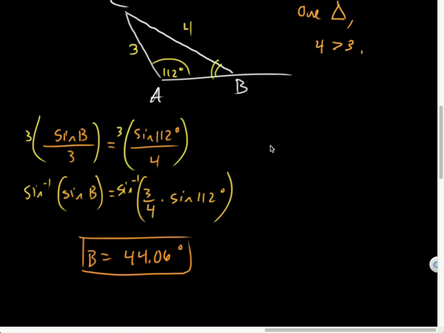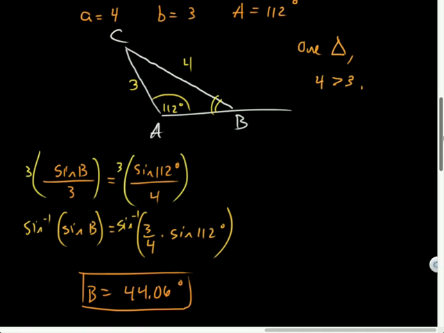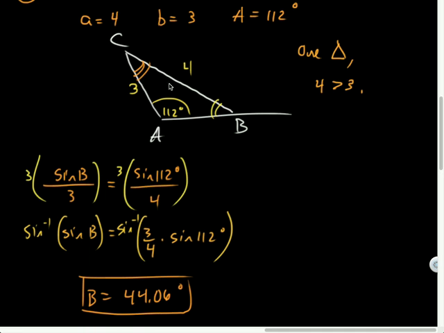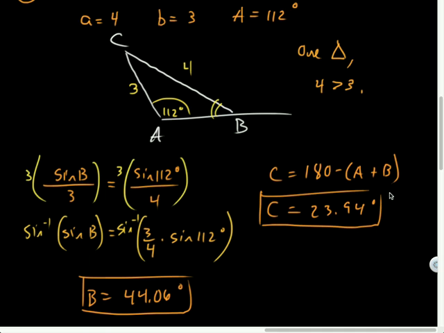Not too shabby. And now that I know B, now I can find angle C, right? And that's just going to be 180 minus A plus B. So that's just going to be 180 minus parentheses, second answer, plus 112 close parentheses. And I get 23.94 degrees for angle C. And now I could find side C because I have an angle to pair it up with, right?